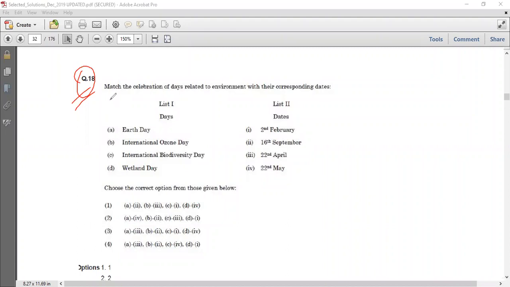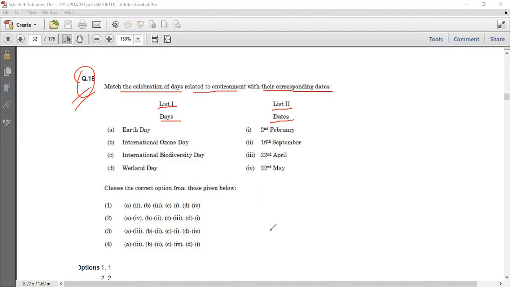So it's basically a matching type of question, saying to match the celebration days related to environment with their corresponding dates. In list 1 we have been given days and in list 2 we have been given the dates, right? As all of you know, enough information has been given in both the columns.